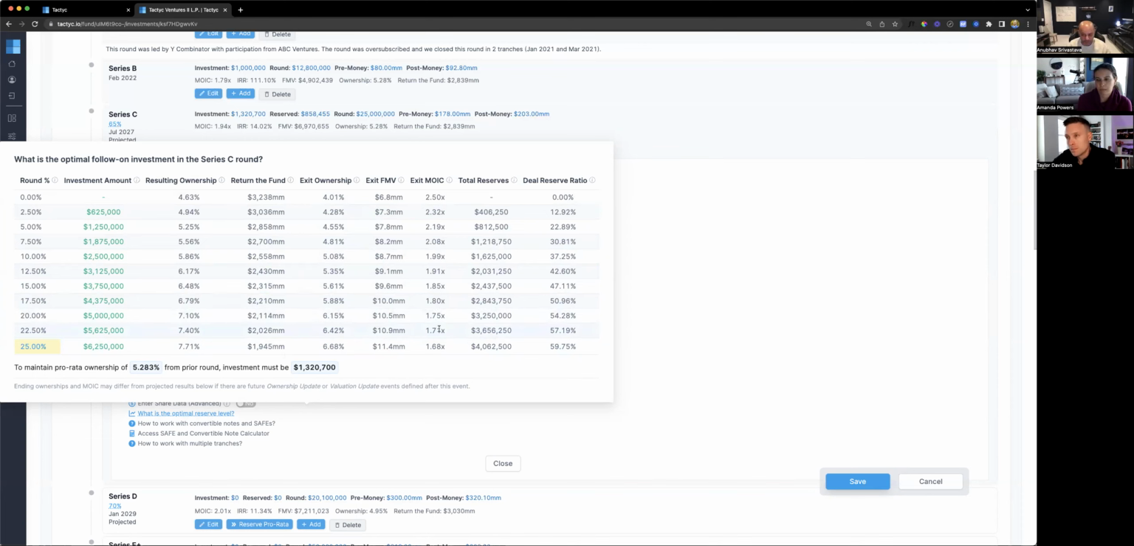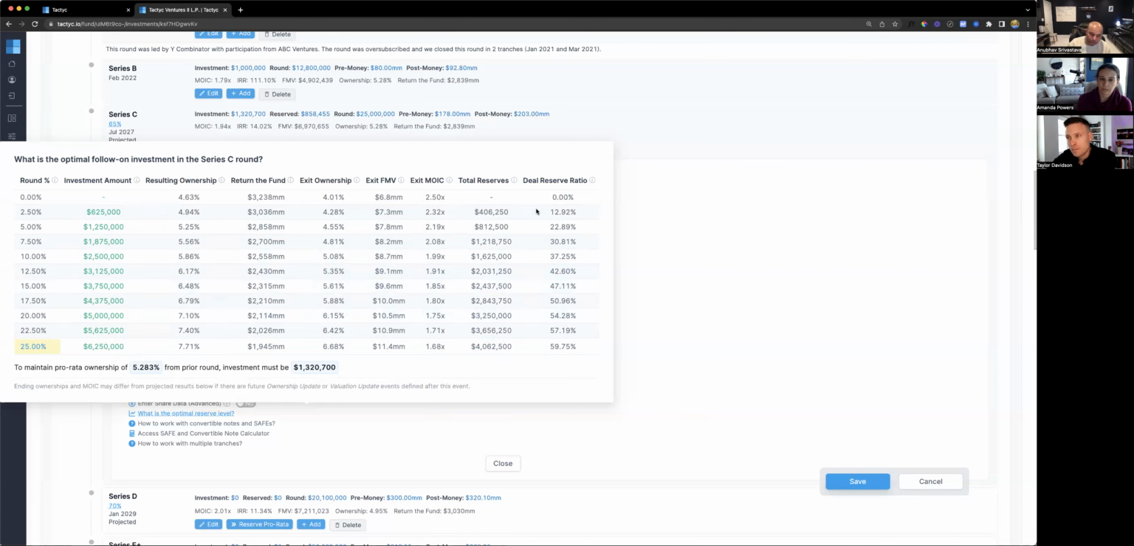This should not be a surprise to anyone, but the more follow-on reserves you have, the lower your TVPI is going to be, assuming it's not a down round. So your multiples are going to decrease, but your proceeds are going to increase. So what is the right point here? Well, that answer depends on you. What is the right tipping point for you in terms of where you're comfortable underwriting to a certain ownership or a certain multiple, as well as in terms of total exit proceeds?